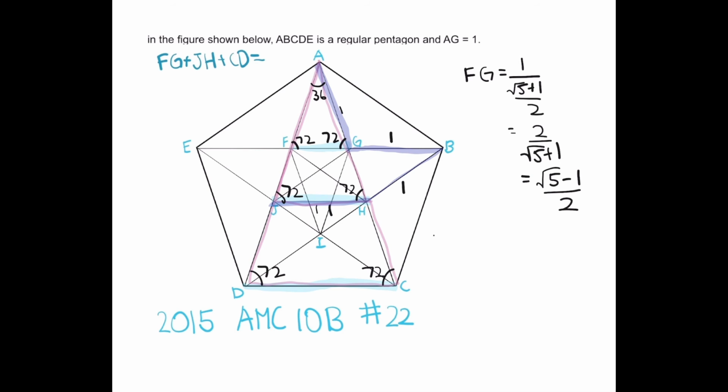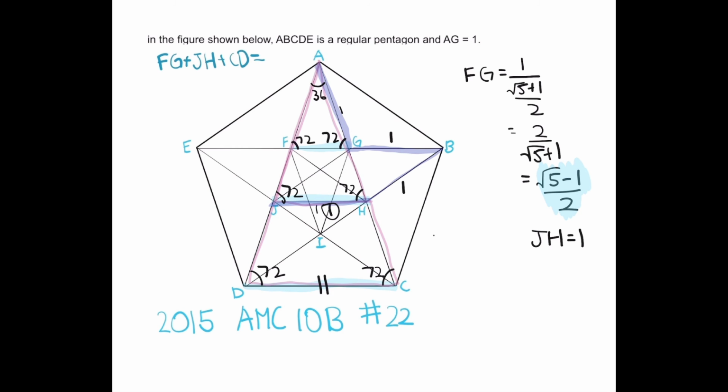Okay, let me just highlight it. Okay, there we go. So next we need to solve for length JH. JH is congruent to AG, so it's already given. JH equals 1.